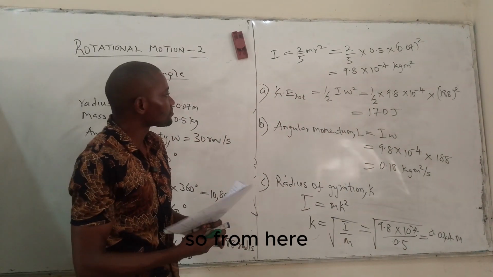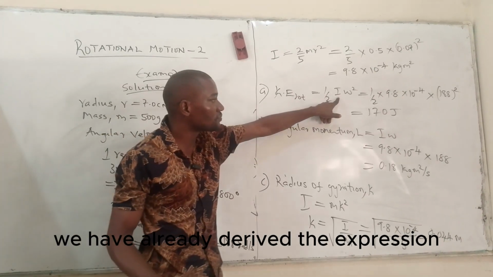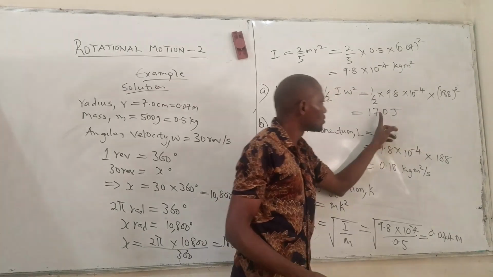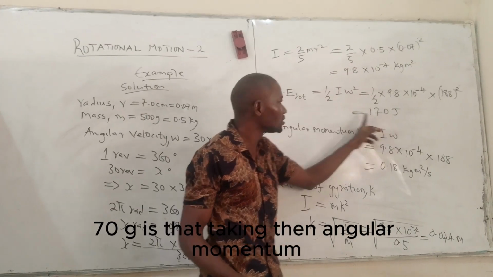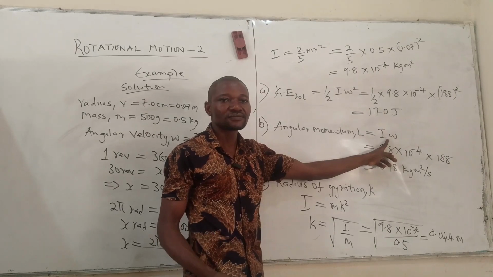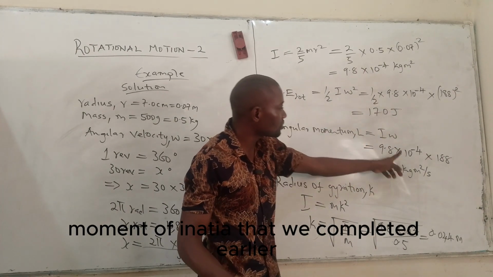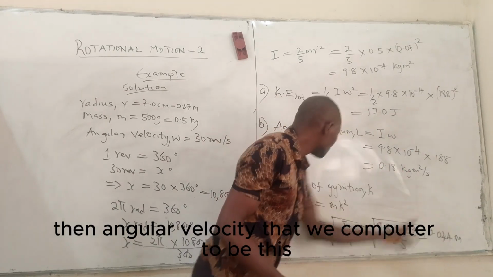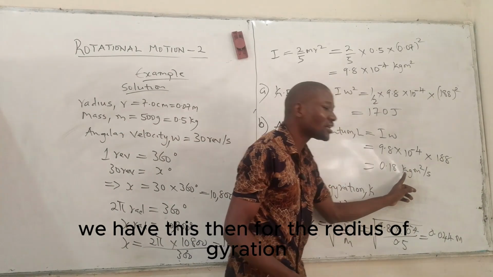From here, the next thing, kinetic energy of rotation. We have already derived the expression. So when we substitute, you have kinetic energy of rotation to be 170 joule. Is that taken? Then angular momentum. This is the expression. When we substitute the moment of inertia that we computed earlier, then the angular velocity that we computed to be this, and simplify, we have this.